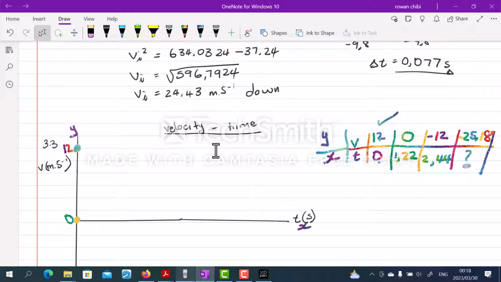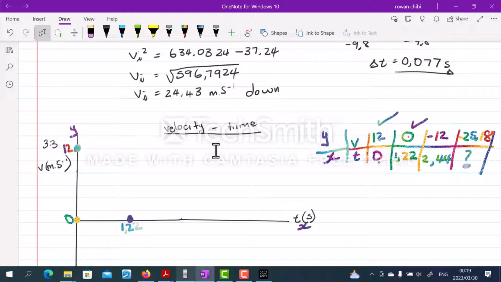Let's look at the second coordinates. When y is 0, x is 1,22. When v is 0, t is 1,22. So when the velocity is 0, x is 1,22. So this is 1,22. So it's the second point. V is 0, then time is 1,22. And then we're done with that one.